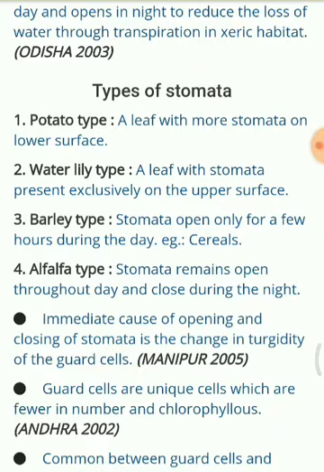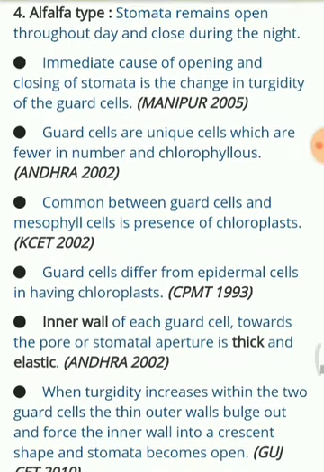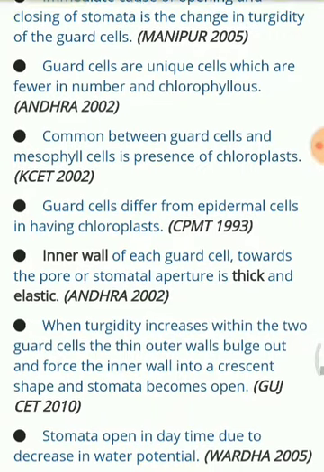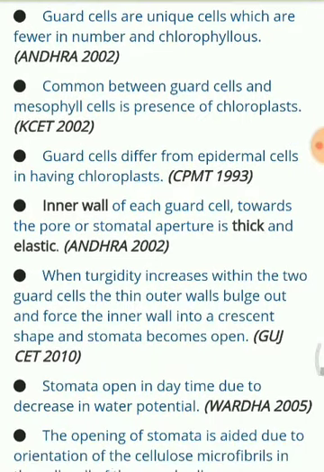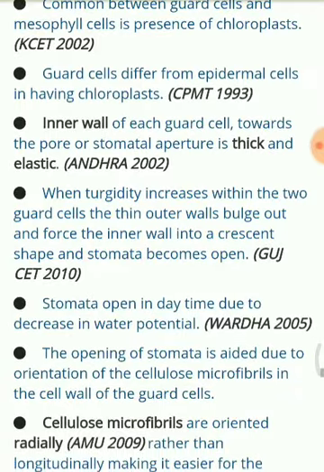The immediate cause of opening and closing of stomata is a change in turgidity of guard cells. Guard cells are unique cells which are fewer in number and chlorophyllous. Common between guard cells and mesophyll cells is the presence of chloroplast. Guard cells differ from epidermal cells in having chloroplast. The inner wall of each guard cell towards the pore, or stomatal aperture, is thick and elastic. When turgidity increases within the two guard cells, the thin outer walls bulge out and force the inner wall into a crescent shape, and the stomata become open.